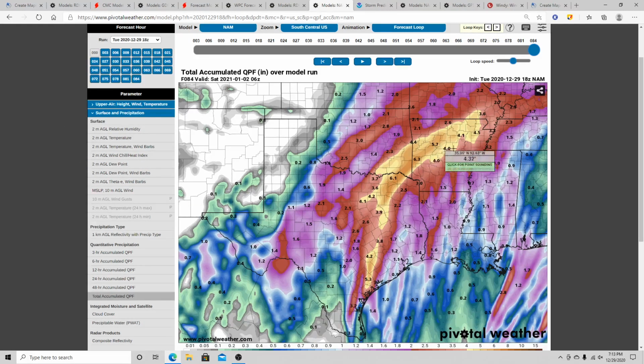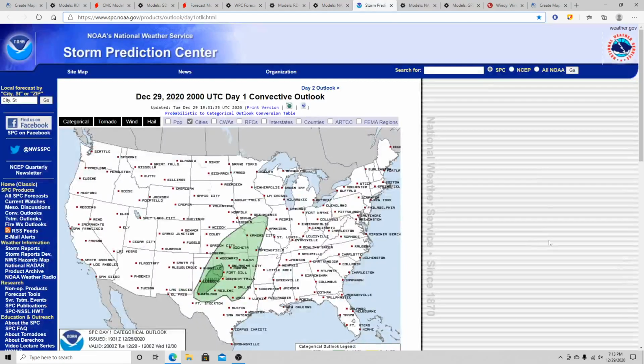So if you guys are in portions of Arkansas, southeastern Oklahoma, and eventually getting into northeastern Texas, gotta watch for that flash flood threat because there's definitely looking to be a lot of rain coming.